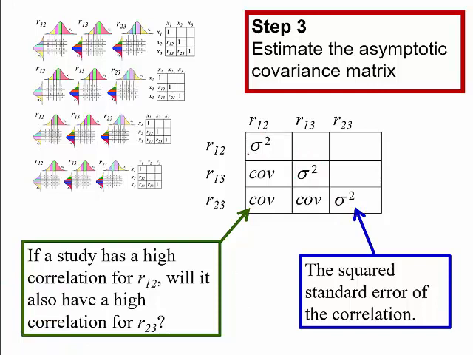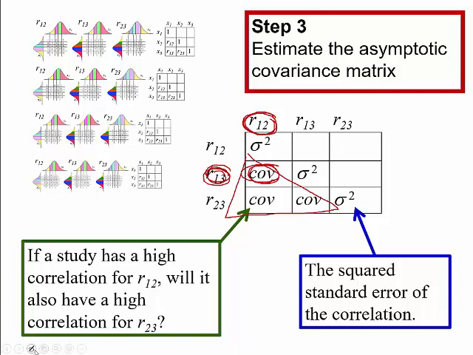We also have these covariances, and they're a little tricky to wrap our minds around. At least for me, I find it tricky to wrap my mind around exactly what this is. But essentially, this is saying what is the covariance between two correlations. That is, if you do a study and it has a high correlation between item 1 and item 2, is there also a high correlation between item 1 and item 3? A high covariance here would mean that the correlation between item 1 and item 2 is associated with the correlation between item 1 and item 3.